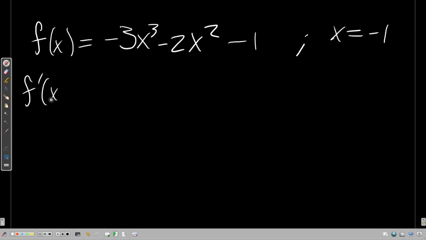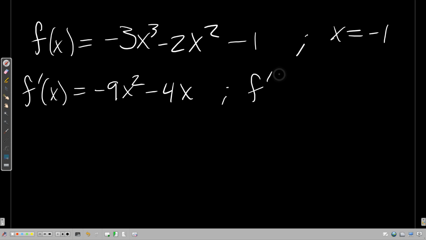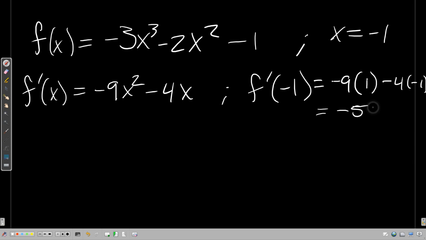Okay, to do that I need f prime of x. F prime of x is minus 9x squared minus 4x. Awesome. Then f prime at minus 1 tells me the slope of the tangent line when x is minus 1. So that's minus 9 times a minus 1 squared, so it's 1, and then minus 4 times minus 1, so that's plus 4. You get minus 9 plus 4, that's minus 5. So the slope of the tangent line is minus 5, and that's the tangent line when x is minus 1.